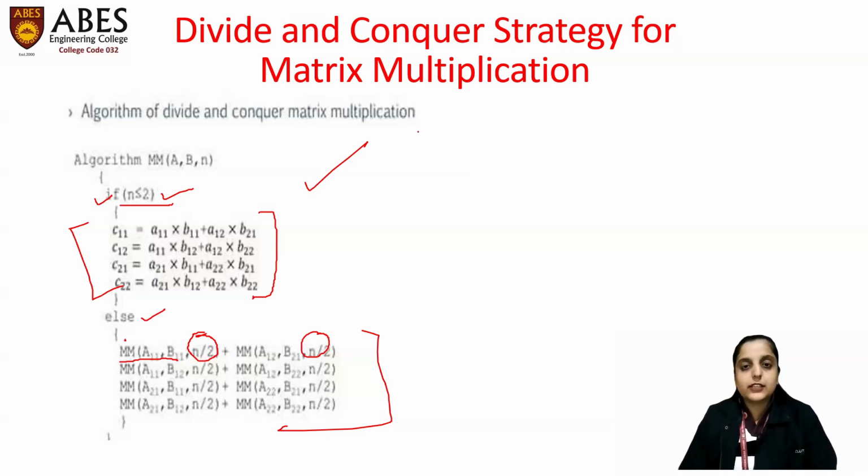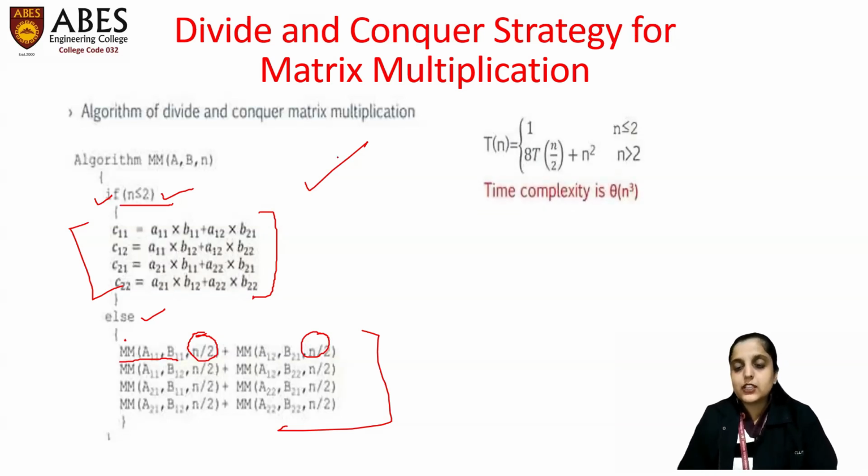As you can see here, this is the time complexity analysis of the divide and conquer strategy to multiply two matrices together. It says that if the dimension of the matrix is less than or equal to 2, then you can simply compute it with the help of the formula, so it will take O of 1 time. But if the dimension is greater than 2, then the recursive equation is 8T(n/2) plus n square. How is it?